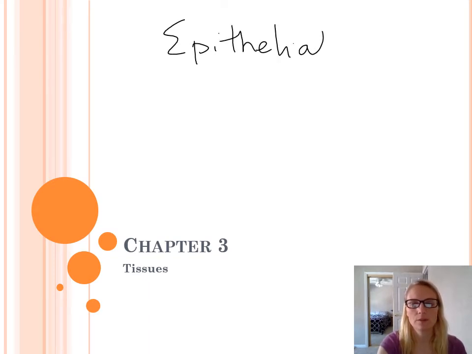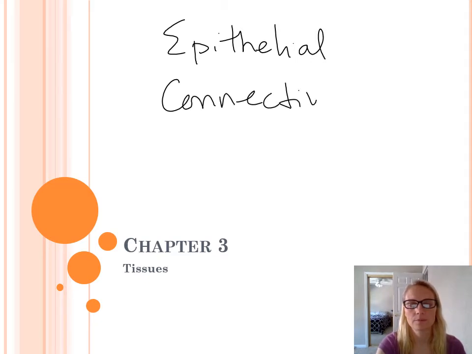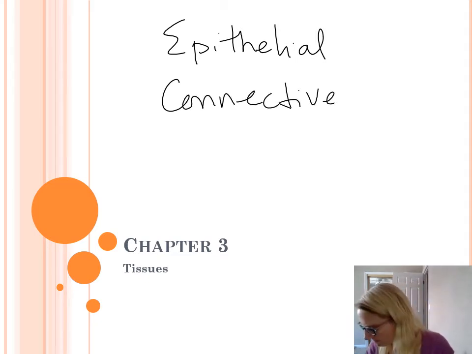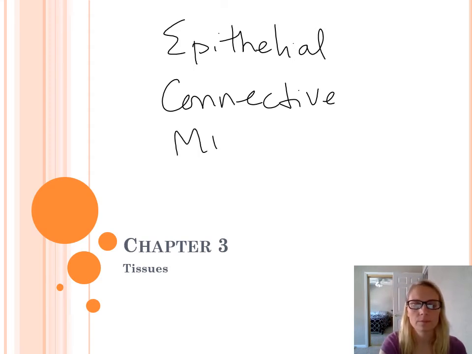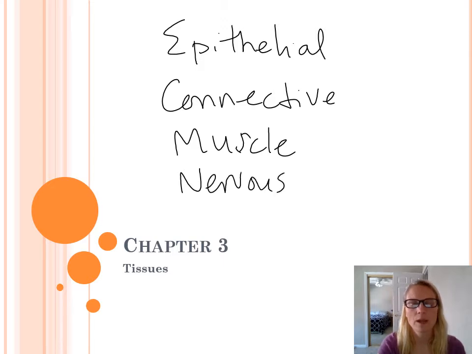So epithelial, connective, muscle, and nervous. Epithelial and connective are by far the most numerous. They have the most different examples. Muscle just has the 3 that we talked about in the last video, and nervous tissue is just one example.